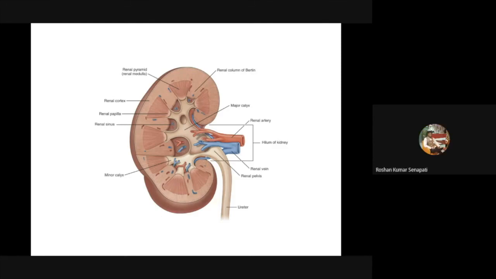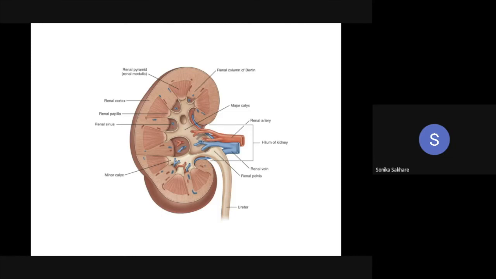See, the vein is present anterior to the renal artery. Correct. So the structures at the hilum from anterior to posterior would be the vein, then the artery, and then the renal pelvis. Is that clear? So the mnemonic will be VAU: vein, artery, and then the ureter, or rather the renal pelvis, so VAP or VAU. Whichever mnemonic is easier.